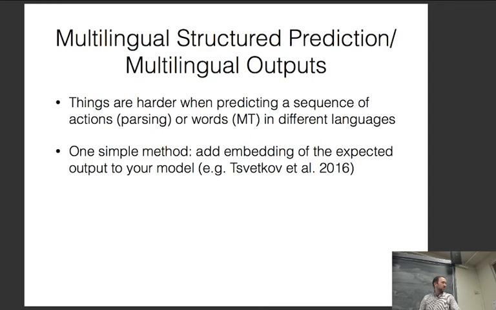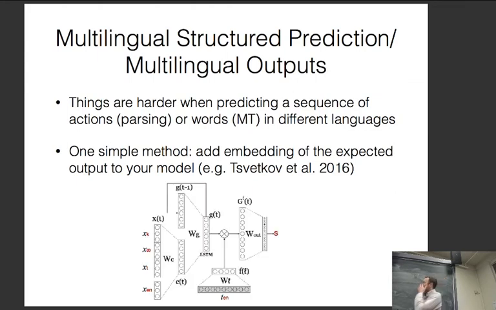So one simple method to do this is to add the embedding of the expected output to your model. So you can add the embedding at every time step. I believe this paper by Yulia Svetkov was the first to try this, but there might be others. This was for language modeling. So they had a gating function that basically selected the information that was useful for a particular thing.